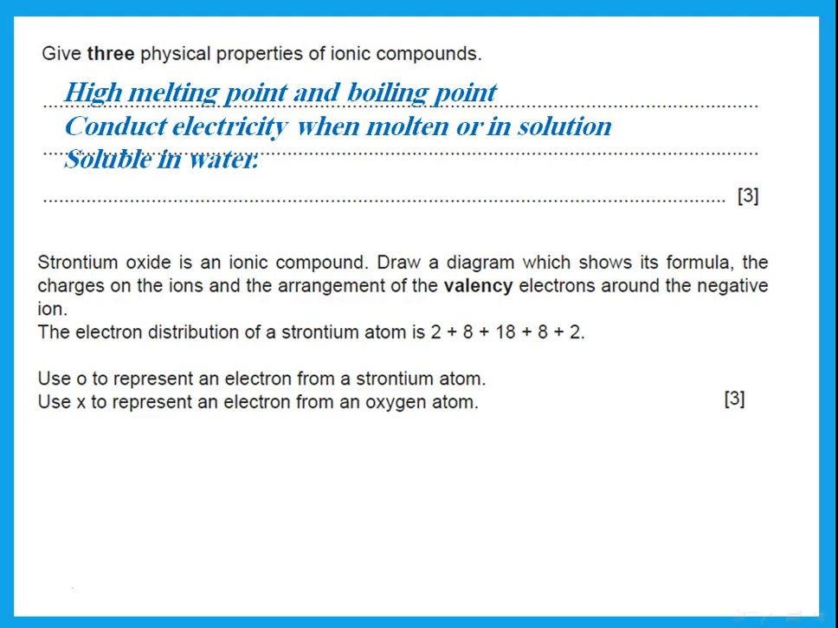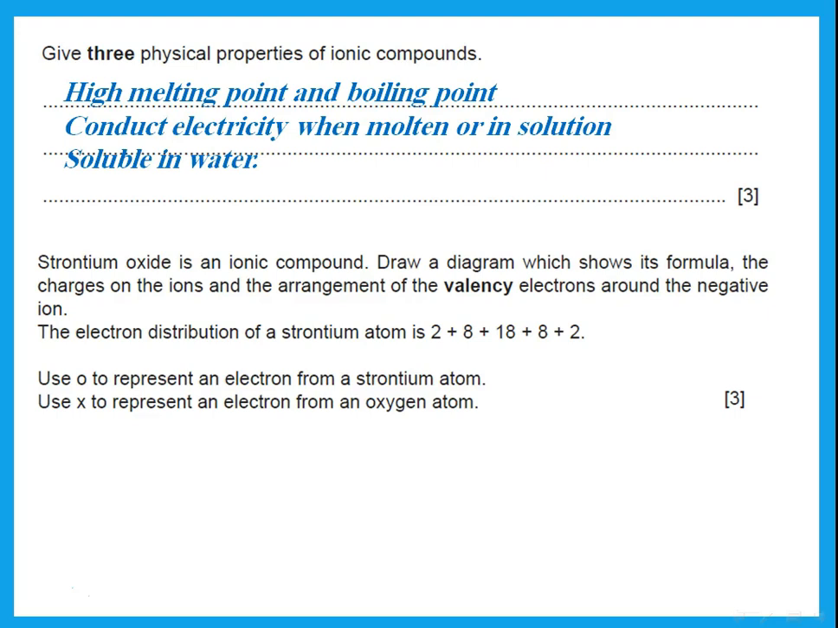The electron distribution of a strontium atom is this. Again, if he puts 18 in the middle, just ignore it. It is correct. Some shells can take up to 18. Okay. The important thing in the electron distribution is the final one. What does it have in the outer shell? It has 2 electrons in the outer shell. That's because it's in group 2.